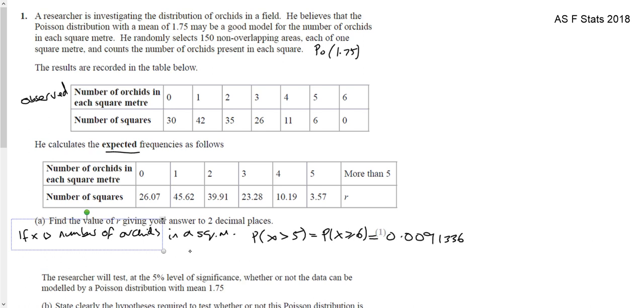Then we want the expected frequency, so that's the probability, and our total frequency was 150, so R is that probability times 150, which is 1.37. Look at the table, they're all to 2 decimal places, and the question even tells us to do it to 2 decimal places.